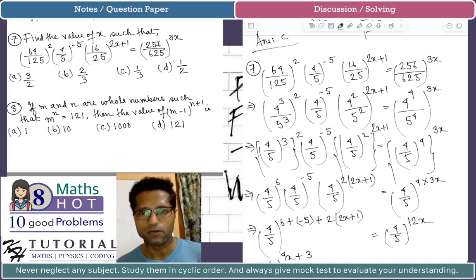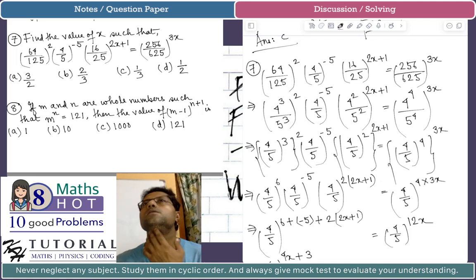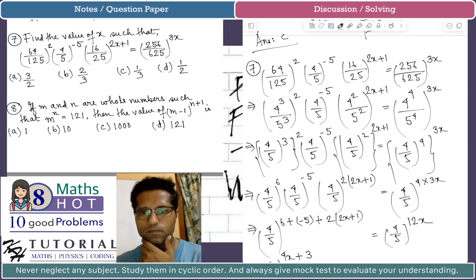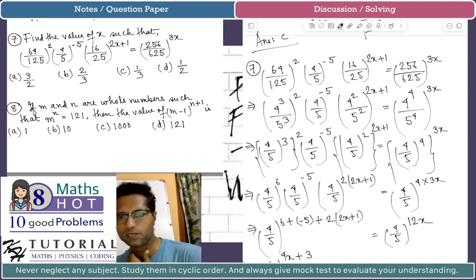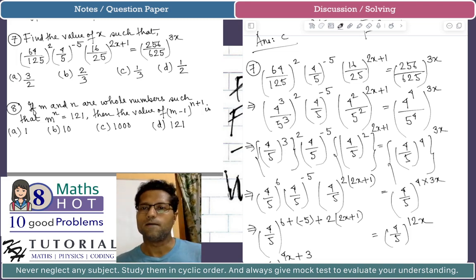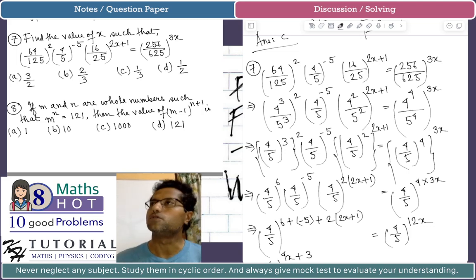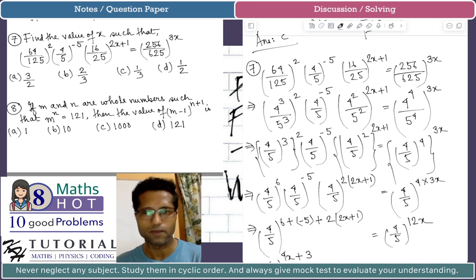So 64 by 125, 64 is 4 cube and 125 is 5 cube. Okay, (4 cube by 5 cube) whole square. (4/5) to the power minus 5. 16 by 25 is 4 square by 5 square, whole raised to the power 2x plus 1. On the right hand side we have 256. 256 is 16 square, and 16 is 4 square. So 4 raised to the power 4 divided by 5 raised to the power 4, fine, and whole raised to the power 3x.